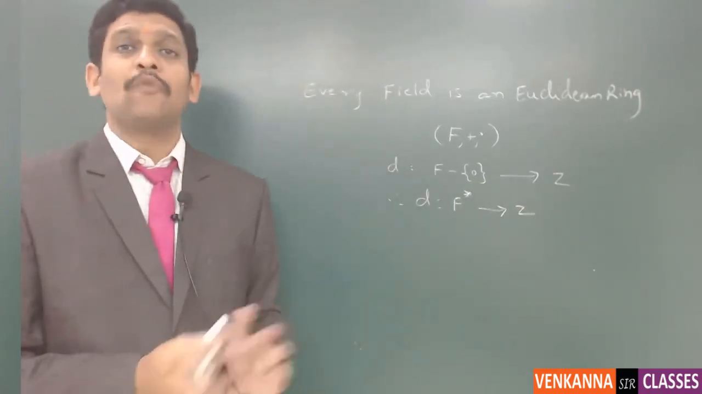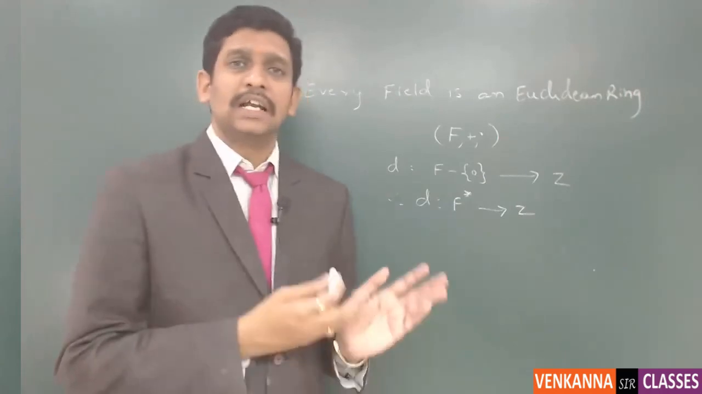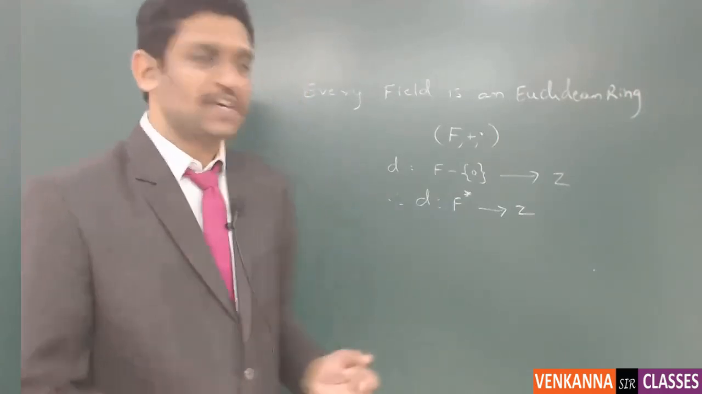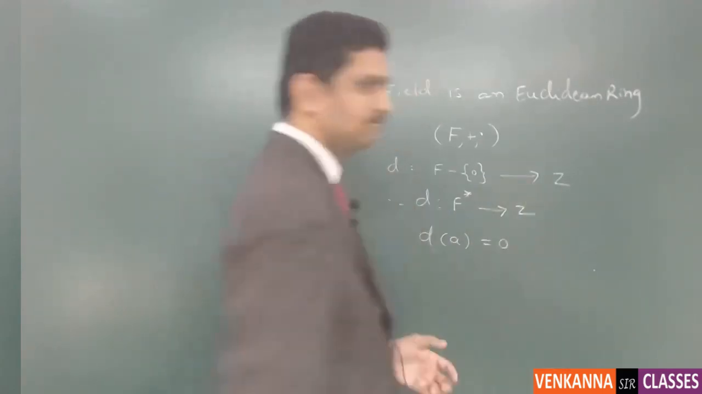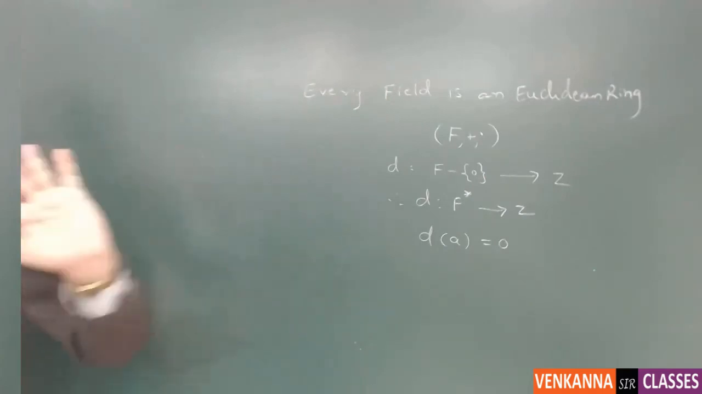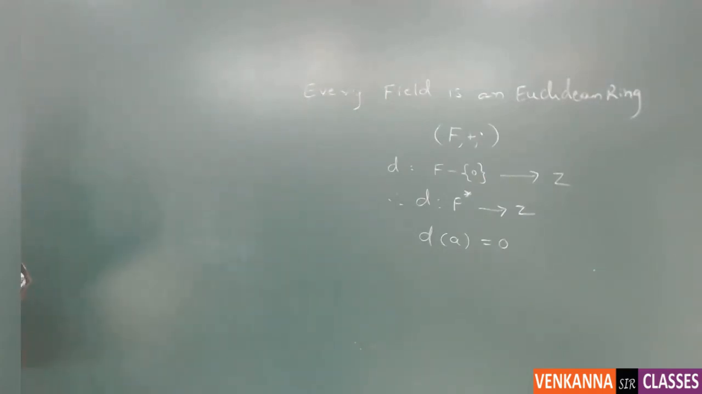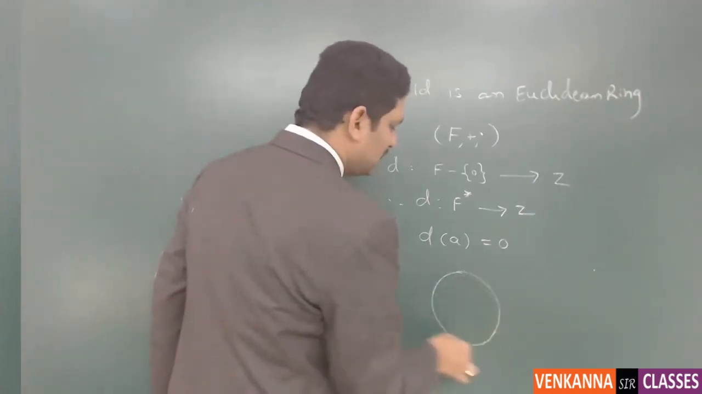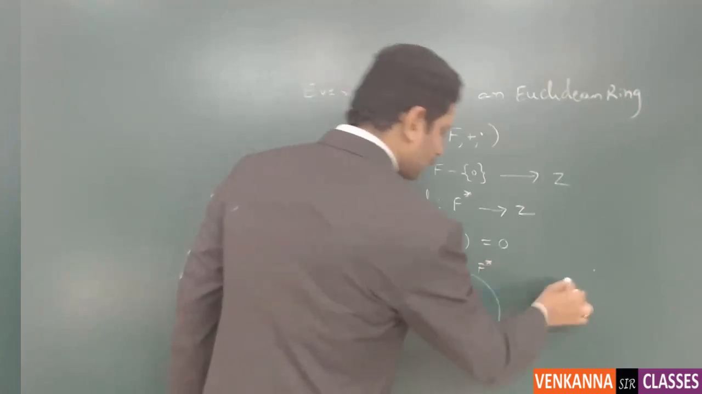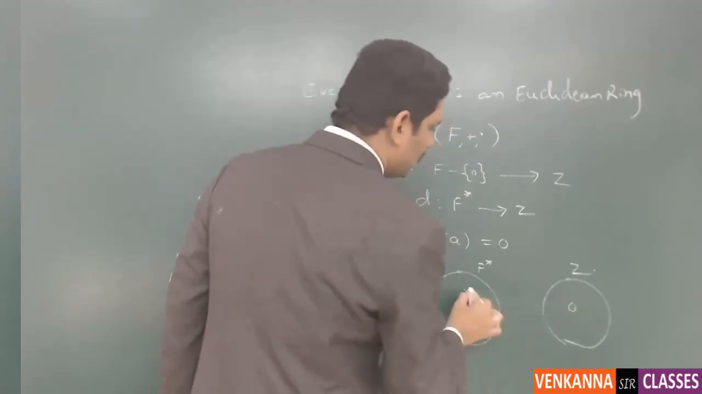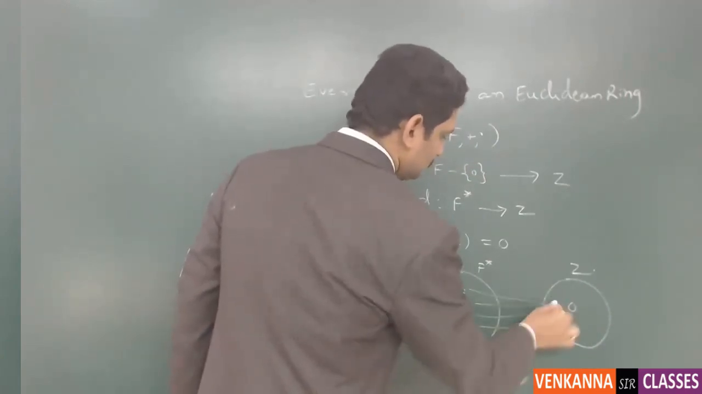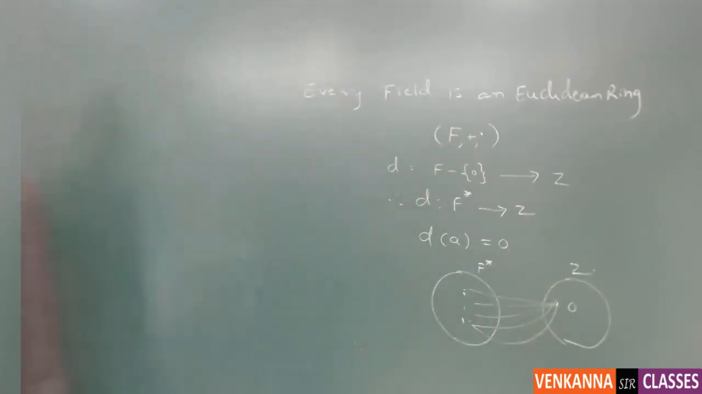And how am I going to define it? I am just defining it as the constant function. So you define D of A is equal to 0. Simply the value is nothing but 0. So I am pairing all the elements with a single 0. You can imagine that if this is F star and this is Z, all these elements are mapped with 0 only. Are you clear now how the function is defined?